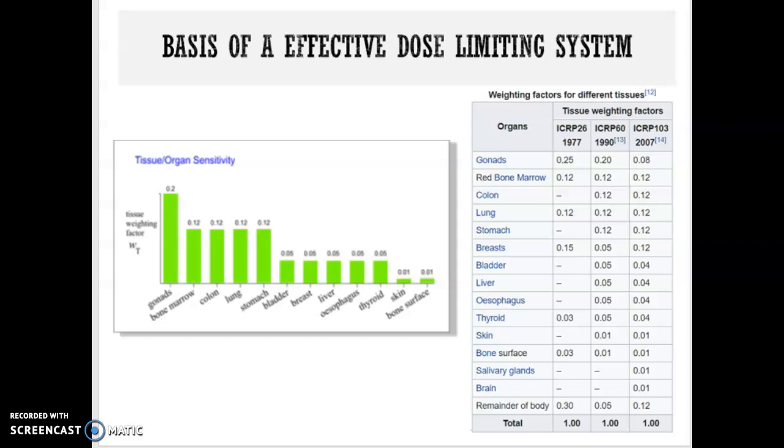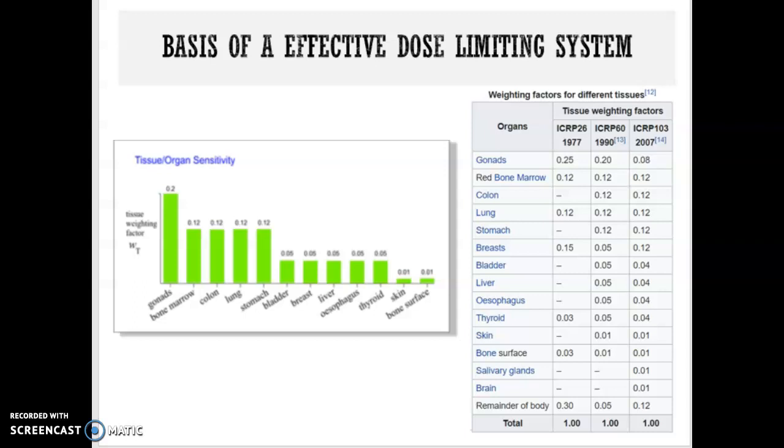The effective dose limiting system is a way of understanding the various risks of cancer and hereditary effects to the tissues or the organs that were exposed to the radiation. Now, because various tissues and organs do not have the same degree of sensitivity, we have to represent this somehow, and this is done in this table here to the right. You can see we're using tissue weighting factors to distinguish between which organ is more sensitive than the other.